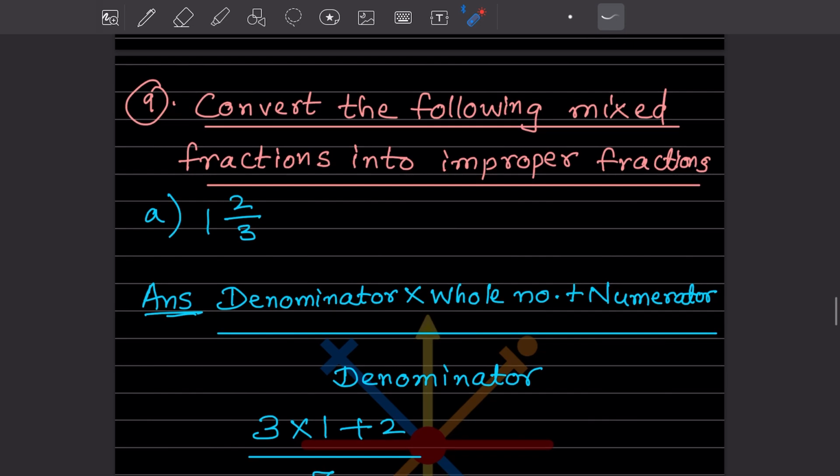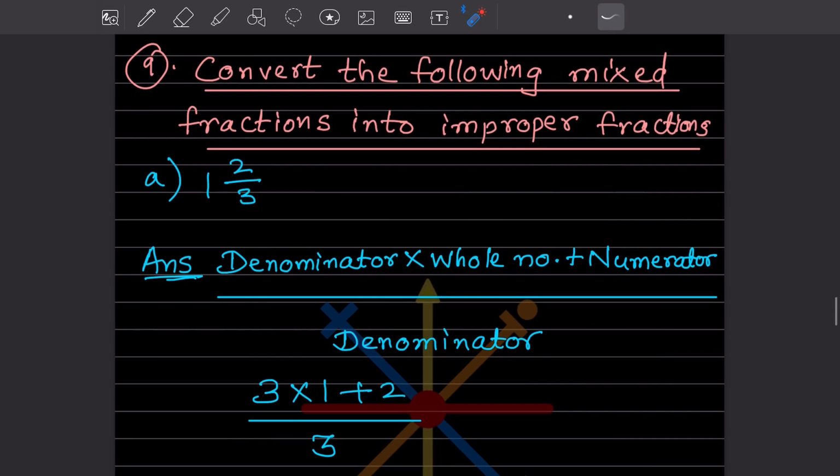Next question says that convert the following mixed fraction into improper fraction. So this is, as I told you, the mixed fraction: this is the whole number and this is going to be the proper fraction. So this is called the mixed fraction. So we have to make it into the improper fraction. What you have to remember over here is very important. Many of them get confused over here.